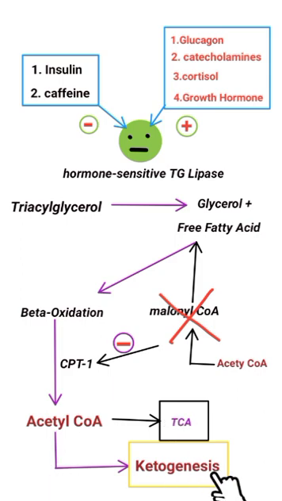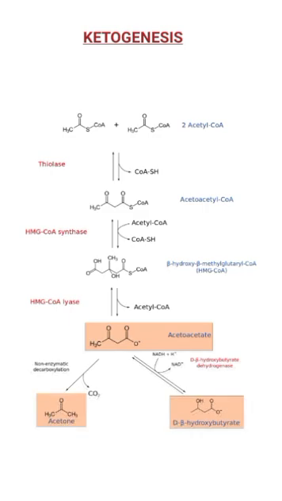So let's look at ketogenesis. So here I've got ketogenesis. Ketogenesis actually involves a few steps. The first step involves the combination of two acetyl-CoA to produce acetoacetyl-CoA. The enzyme that combines two acetyl-CoA is called thiolase. When it combines them, it removes the coenzyme A to form acetoacetyl-CoA.